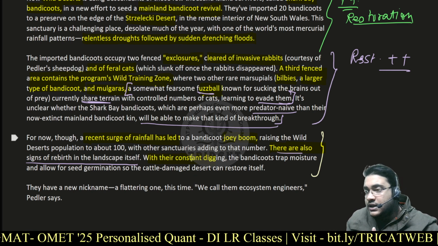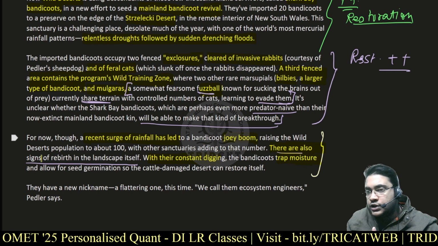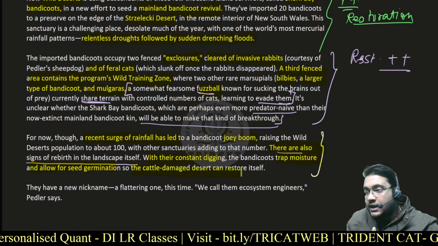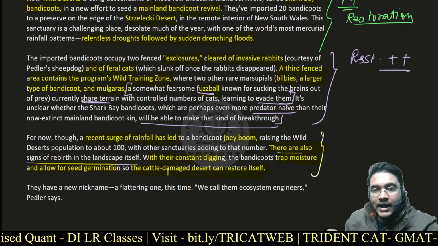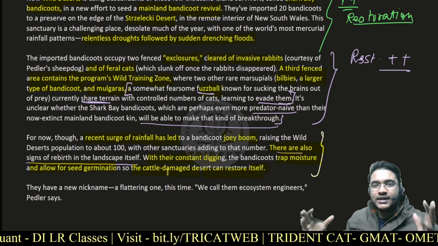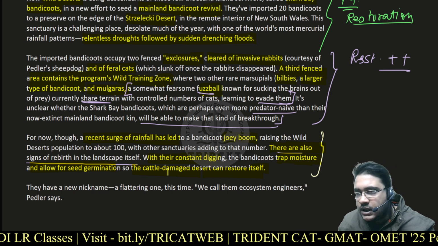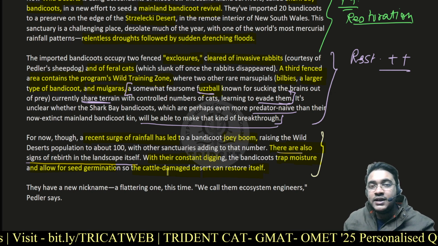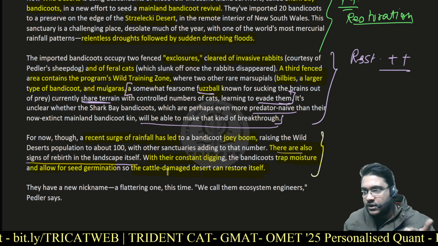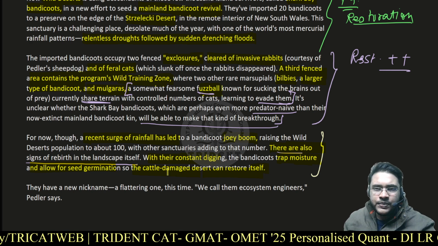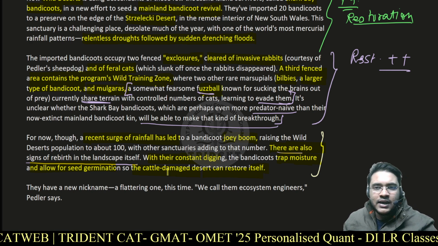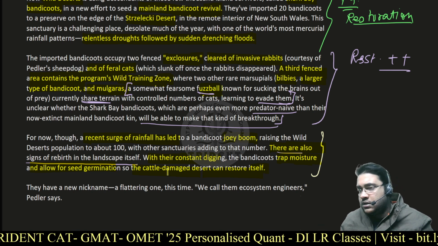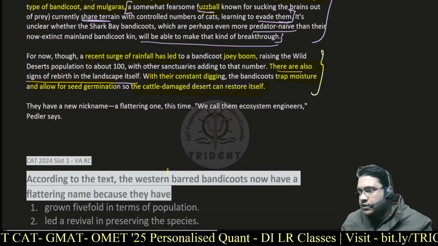With their constant digging, the bandicoots trapped moisture and allowed for seed germination, so the cattle-damaged desert can restore itself. Basically, the land has also been destroyed because of cattle and whatever, and the bandicoots, in a way or the other, are also helping restore the environment by digging and all that. Okay, so basically the rat-like creatures go into the earth, and they make it more fertile for seed germination and so on and so forth, right?